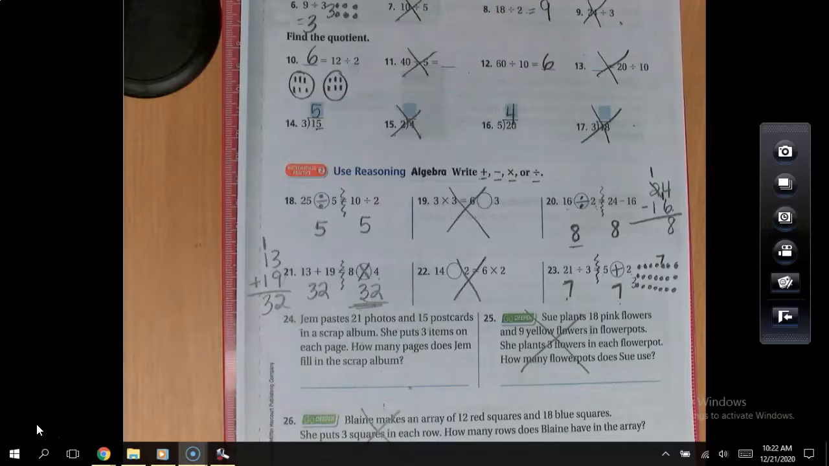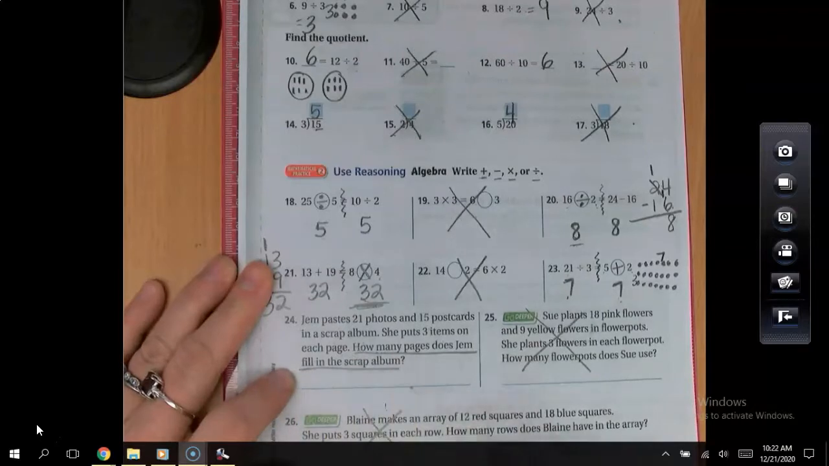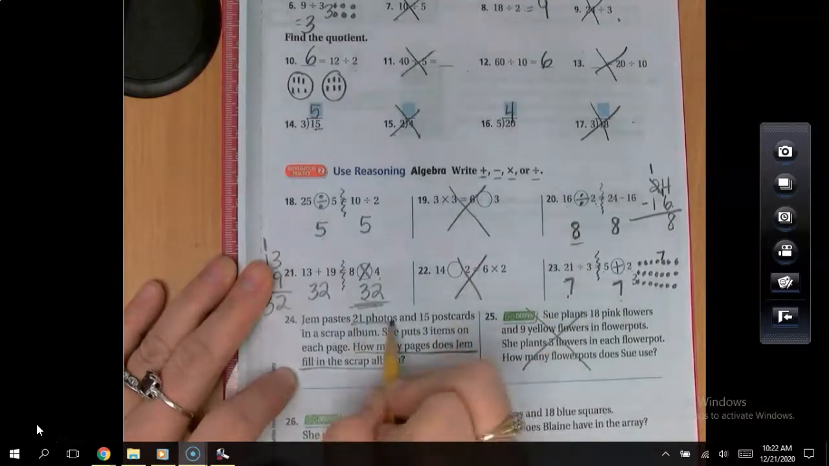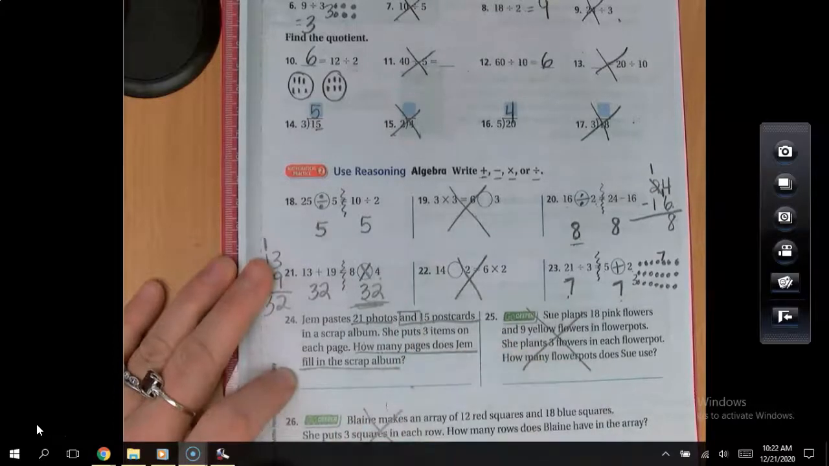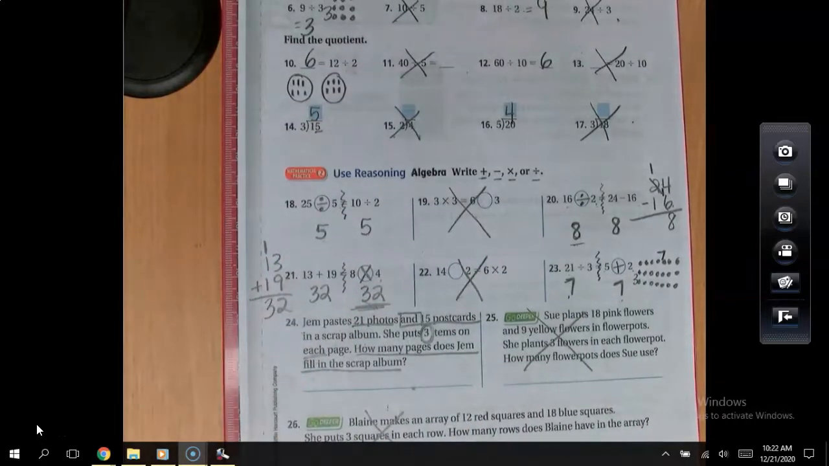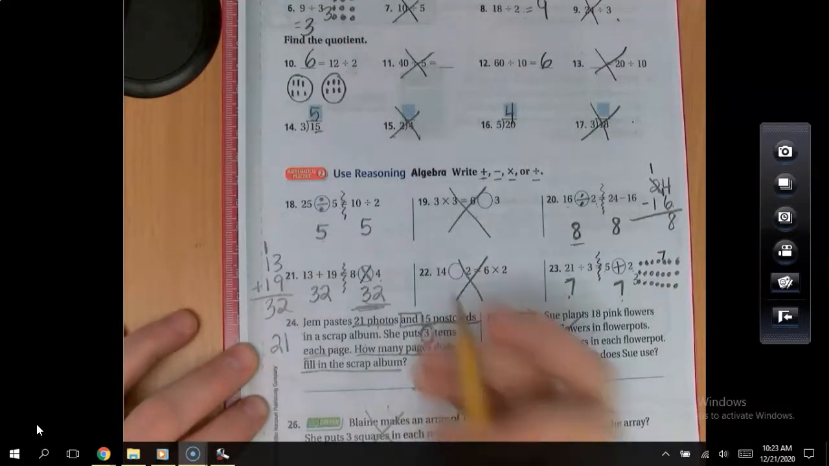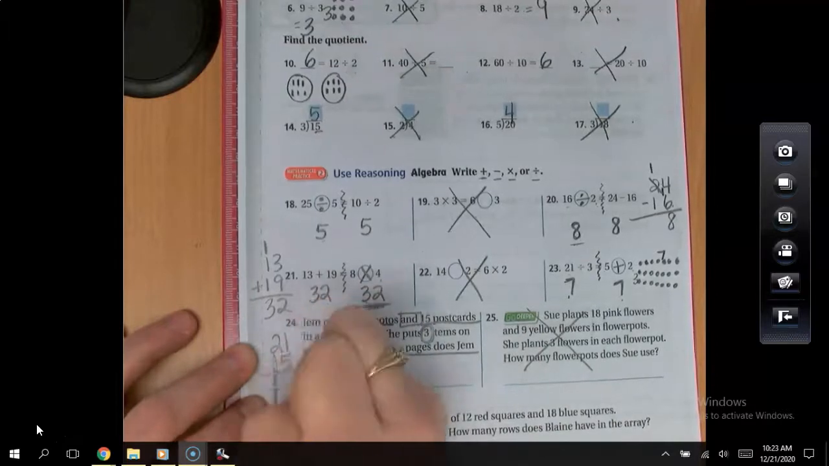Boys and girls, I have to figure out my total number of things that she has to put on the pages, okay? So, I'm going to underline my question. How many pages does Jem fill in the scrapbook? Okay? I know she puts 21 photos and 15 postcards in the album. But she only puts 3 items on each page. This is a 2-step problem, boys and girls. The first thing I need to do is see how many items she has. Well, if she has 21 photos and 15 postcards, we need to add 21 plus 15.